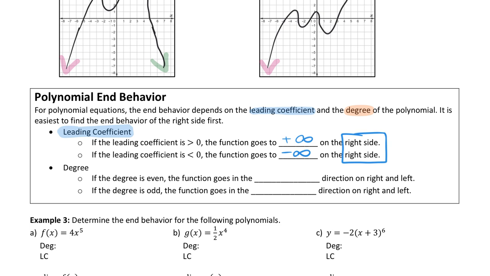What we do after we know the right side is we look at the degree of that polynomial, because if the degree is even, then both sides go in the exact same direction. So if the right side is up, left side's up. If right side's down, left side's down. If the degree is odd, yet again odd opposite, then the end behavior is going to be opposite from the right and the left. So you can easily answer the left side end behavior just by knowing the degree of the polynomial. But we always do the right side first.